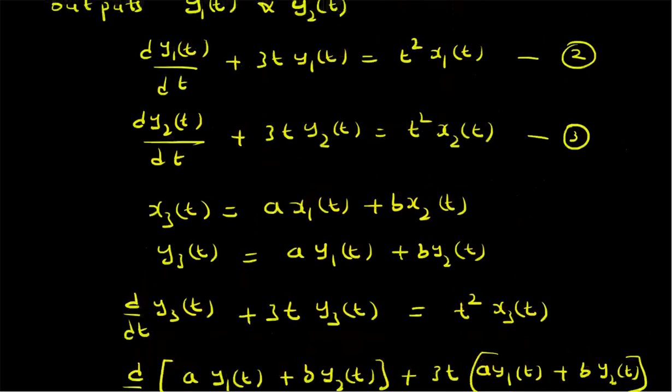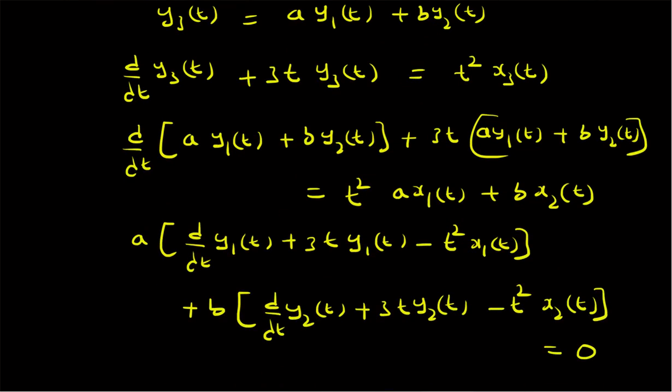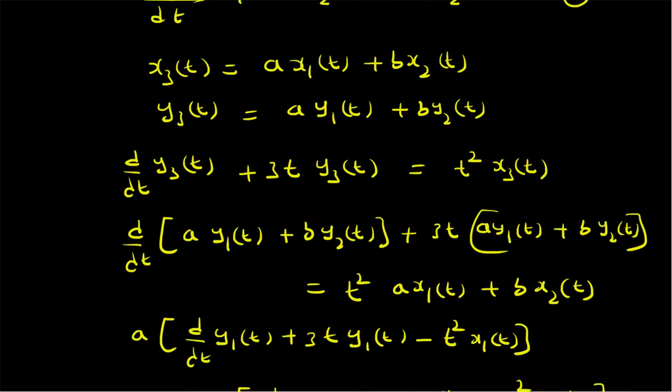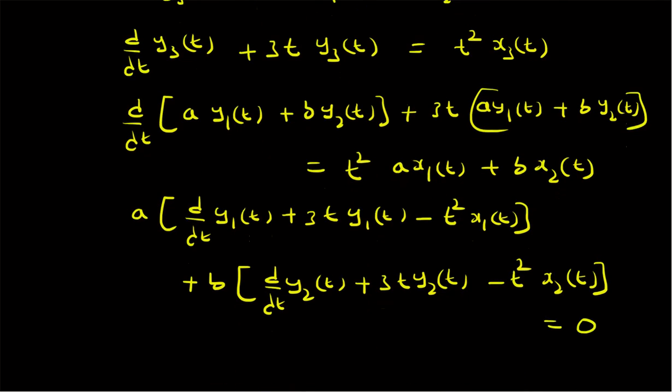Since from equation 2 we can clearly see that if x1 of t is the input, then y1 of t is the output, and similarly from equation 3 we see that if x2 of t is the input, y2 of t is the output, then the linear combinations x3 of t, which is a x1 of t plus b x2 of t, and y3 of t, which is a y1 of t plus b y2 of t, are new inputs and outputs that also satisfy the given differential equation based on equations 2 and 3. Therefore the system is linear.